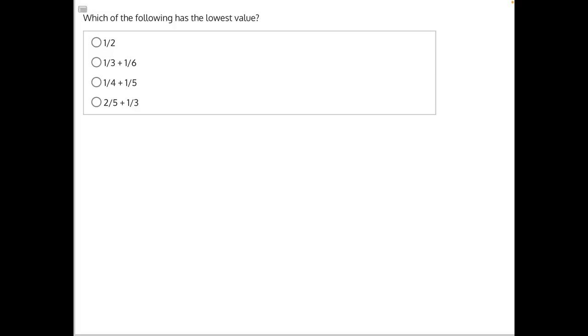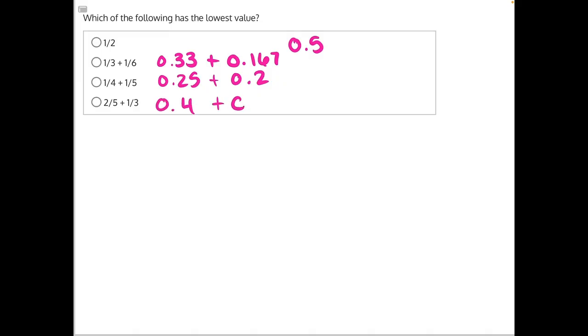So let's start with answer choice A. 1/2 is equal to 0.5. In answer choice B, we have 0.33 repeating for 1/3 plus 1/6, which is equal to 0.167. Then we have 1/4, which is 0.25, plus 1/5, which is 0.2, 2/5, which is 0.4, plus 1/3, which is 0.333 repeating. And now we can go ahead and add some of these together.